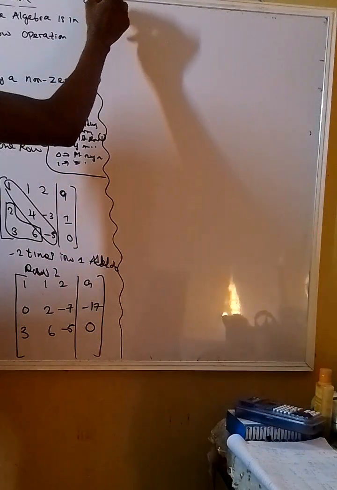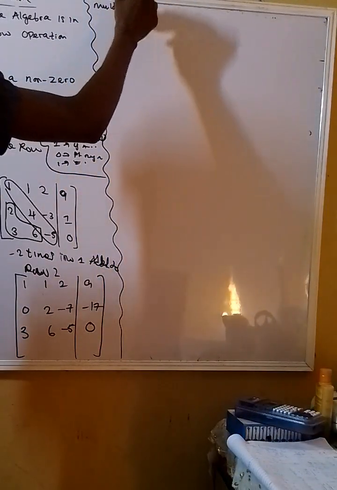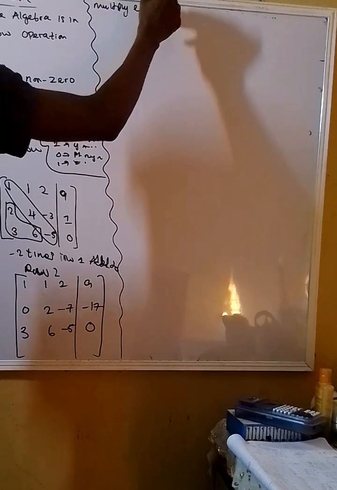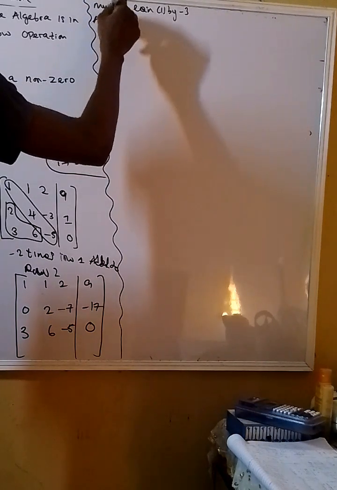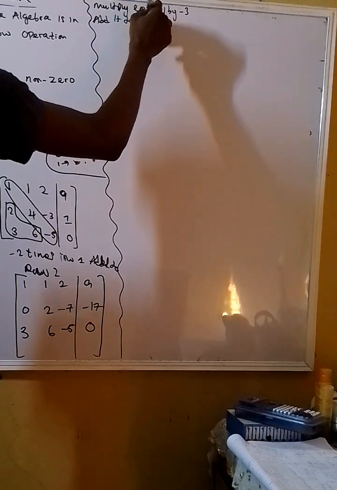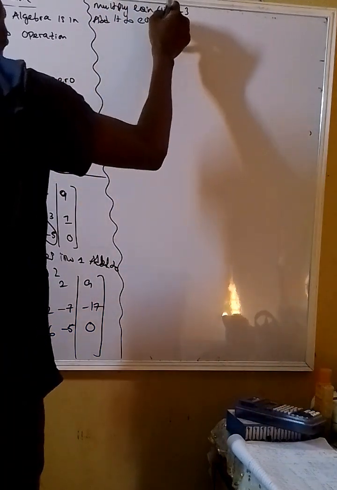So from there, we can say: multiply equation 1 by negative 3, add it to equation 3.